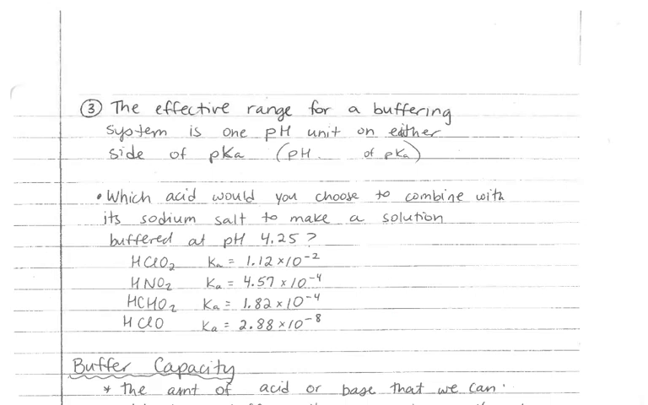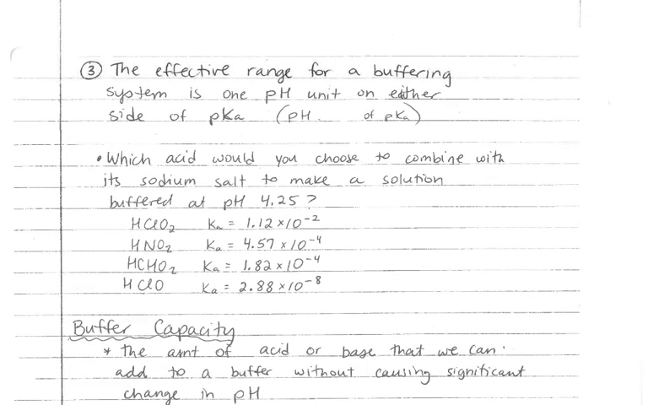All right, a third thing that is important about a buffer is that buffers have a range they can stay within. If you have a buffer that has a pH of 7, it's effective until the pH gets down to about 6 or up to about 8. So that's what we call the effective range for a buffering system. So it's 1 pH unit on either side of the pKa. So the pH, no, sorry, I just totally messed up that explanation. Okay, so when you are designing a buffer, forget what I just said.